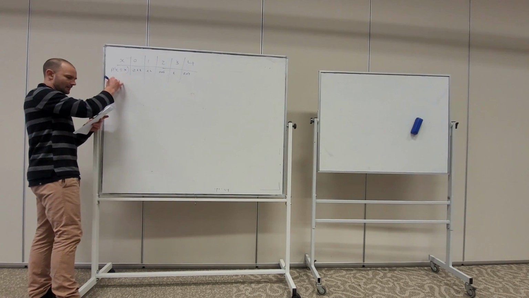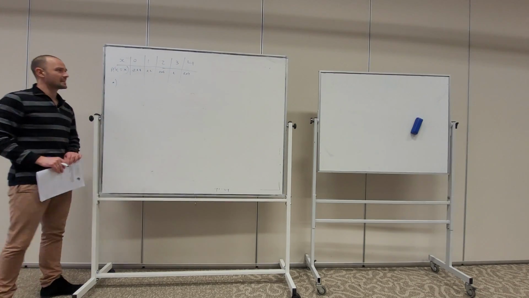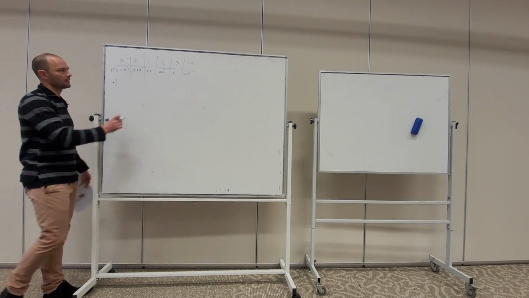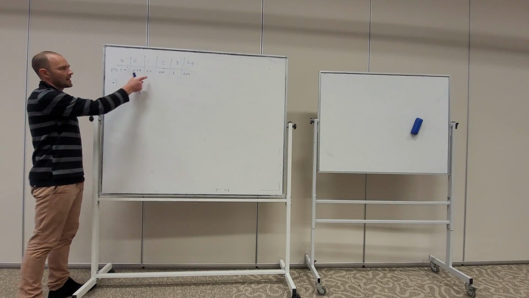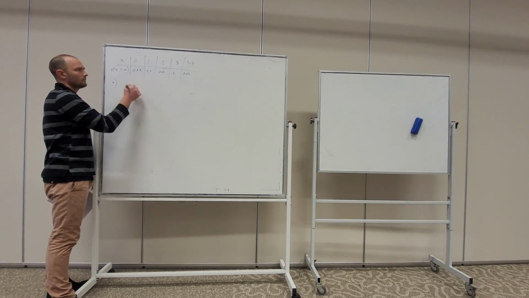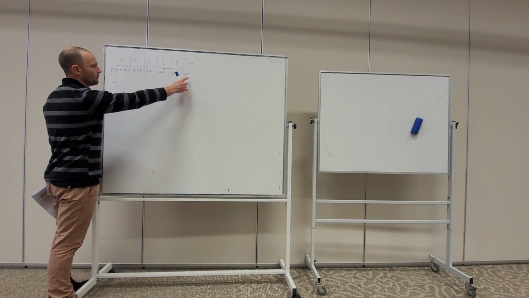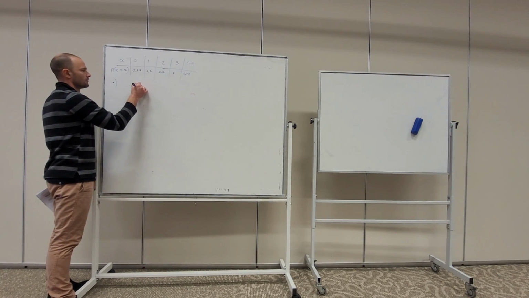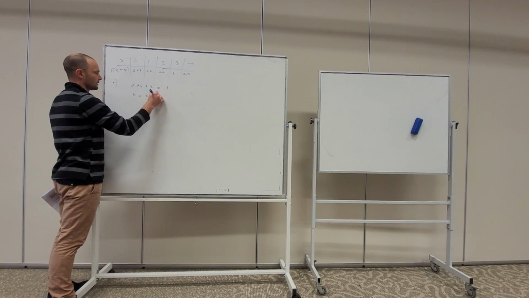Part A says find the value of K. We know that the sum of all probable events must add to 1 for it to be a valid probability distribution. So when we add up all of these together, it has to equal 1. So what have we got? 0.88, 0.94, 0.96. Plus K is 1, so we get K is 0.04.